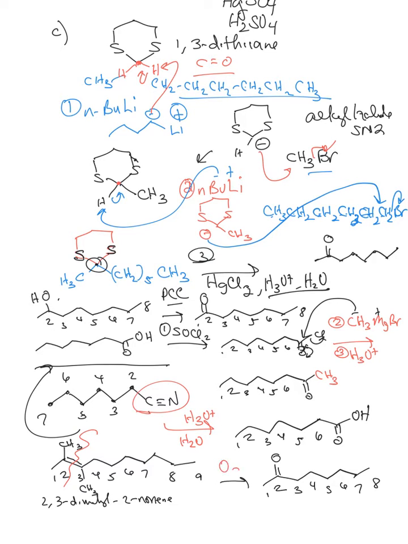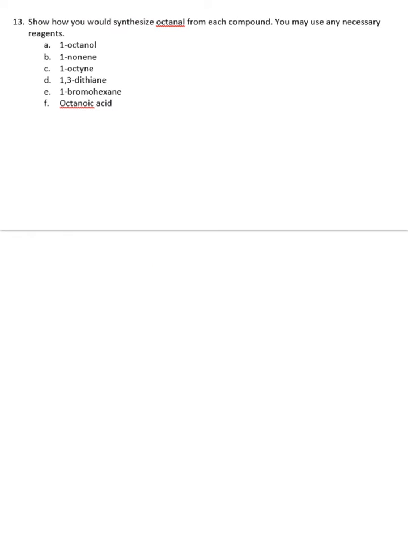So I would just add ozone. So you add ozone and DMS, dimethyl sulfide, to stop that, and you're going to get this octanone, and you're also going to get acetone from the other portion, from oxidative cleavage.